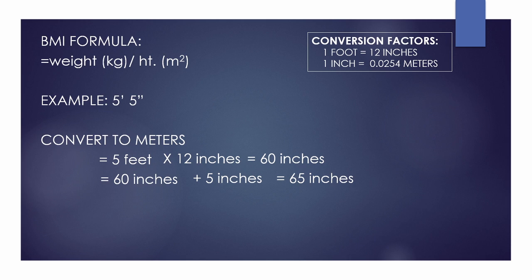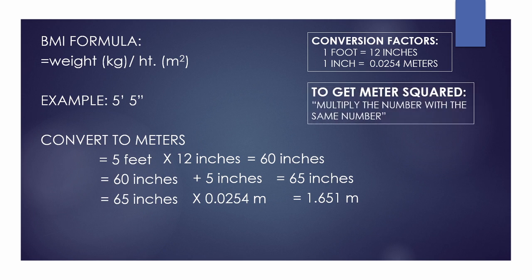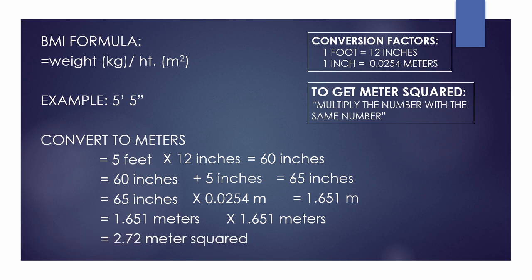And now that we have already converted to inches, we can now convert this to meters. To convert to meters, we will just multiply 65 inches by 0.0254 meters. That equals 1.651 meters. But since the formula needs meter squared, we will make this meter squared by multiplying the number with the same number. So 1.651 meters will be multiplied by 1.651 meters also. That will now be 2.72 meters squared.